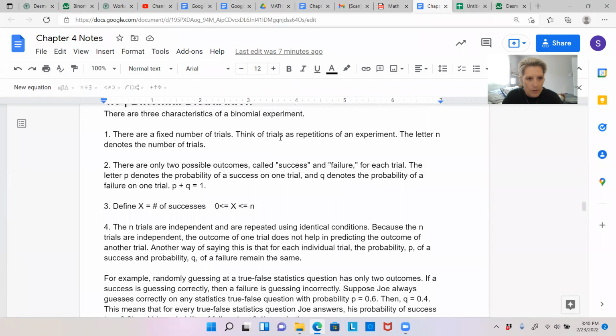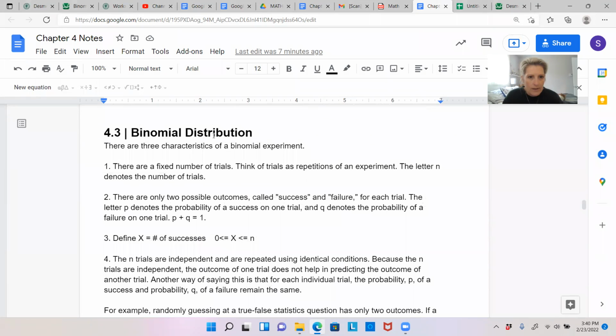If you look at the chapter 4 notes, to decide if it's a binomial distribution or a true binomial experiment, I have three there, but there's really four. Binomial means bi, like a bicycle, two. So there are two outcomes that we can have.